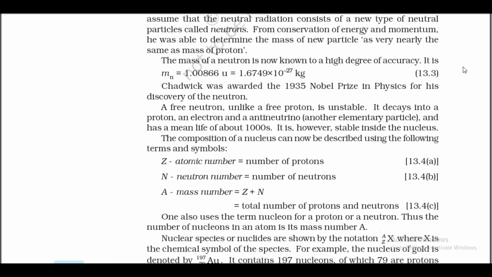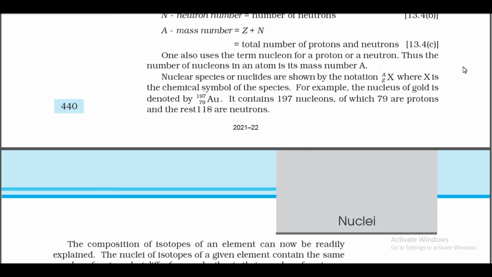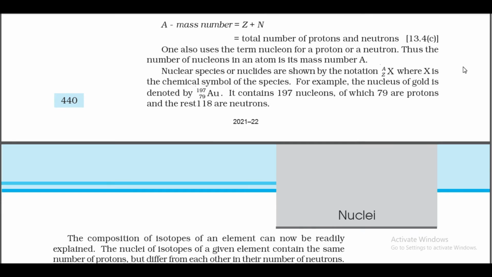The composition of a nucleus can now be described using the following terms and symbols. Z, atomic number, is equal to the number of protons. N, neutron number, is equal to the number of neutrons. A, mass number, is equal to Z plus N, the total number of protons and neutrons. One also uses the term nucleon for a proton or a neutron. Thus, the number of nucleons in an atom is its mass number A. Nuclear species or nuclides are shown by the notation ^A_Z X, where X is the chemical symbol of the species. For example, the nucleus of gold is denoted by ^197_79 Au. It contains 197 nucleons, of which 79 are protons and the rest, 118, are neutrons.